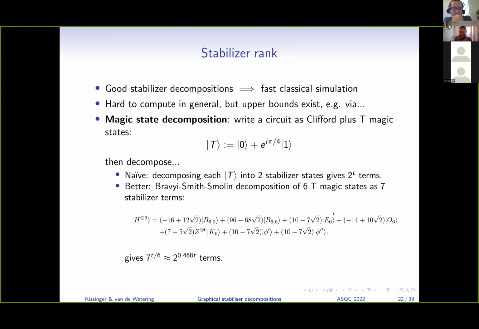And now, rather than getting 2 to the T terms, I actually get, well, there's 7 terms here, but I decompose these things 6 at a time. So I get 7 to the T over 6 terms. So that's about 2 to the 0.468 terms.